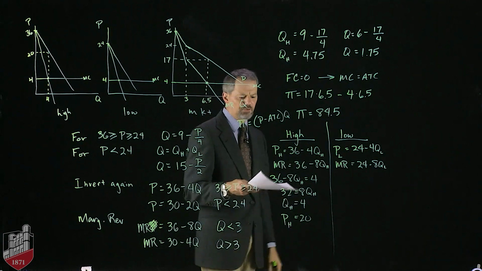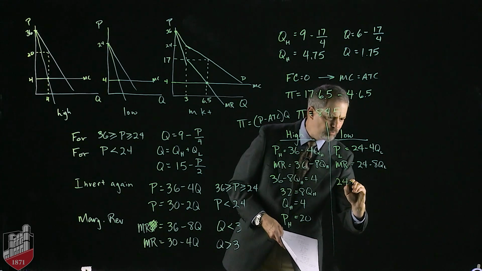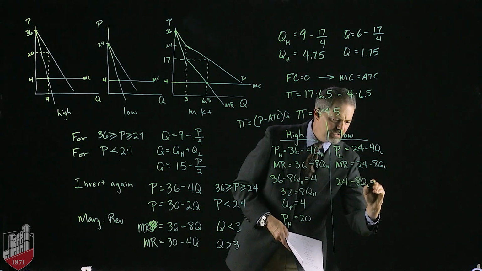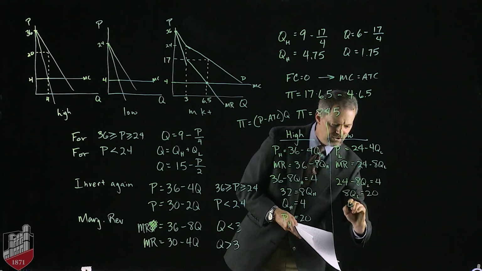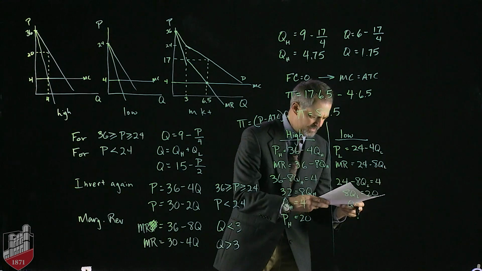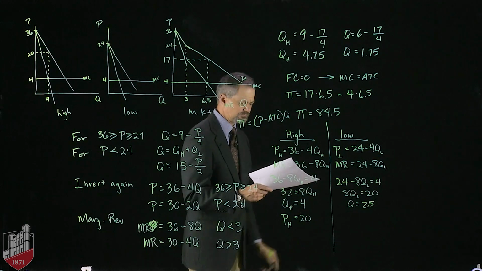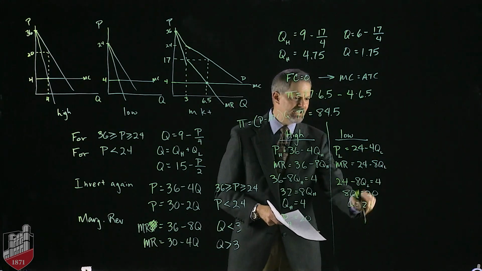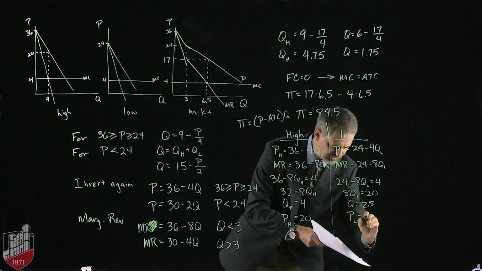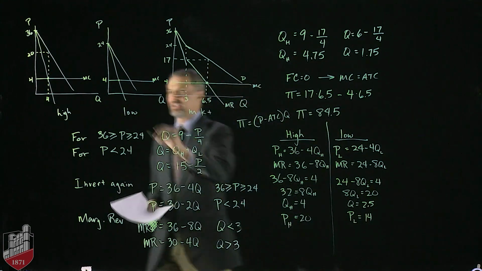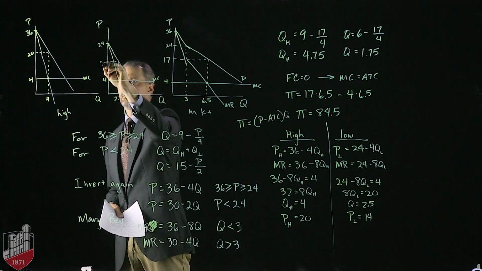Let's figure out what they're going to do for the low willingness to pay group. So marginal revenue equals marginal cost. 24 minus 8QL equals 4. So 8QL equals 20. And Q is equal to 20 over 8, which is equal to 2.5. And if you plug that back in to get the price, what you're going to get is the price that they charge to the low willingness to pay group is 14. So this is 2.5, 14.